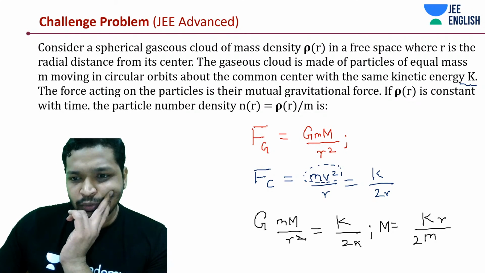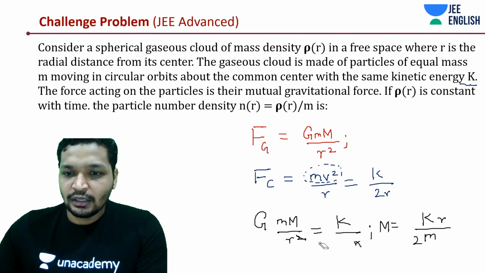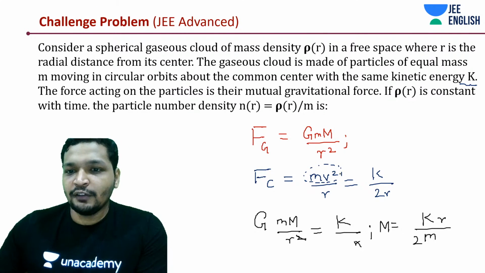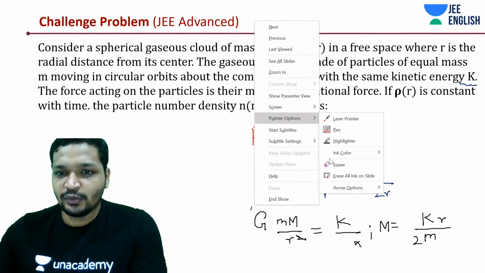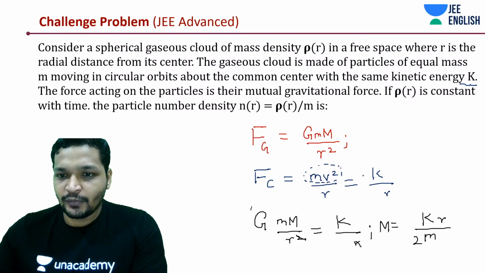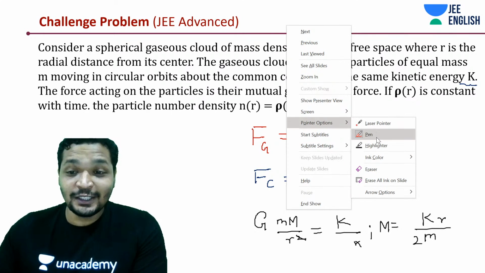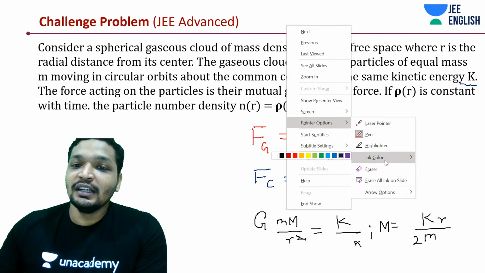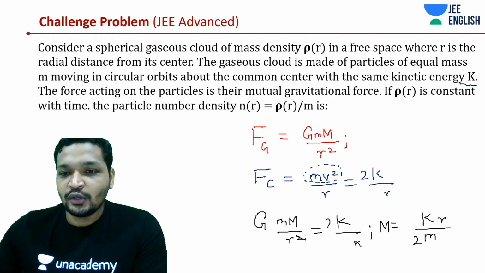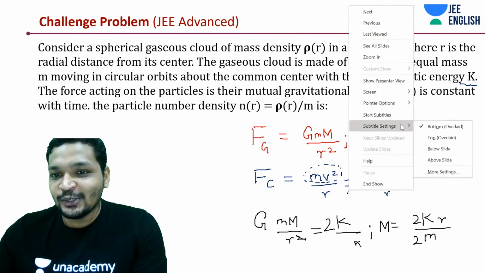Okay, sorry guys, small mistake. This should have been 2k. I'm really sorry. So this is all 2k, this is all 2k, 2k, and 2k. So this should be 2k by r, and this also should be 2k by r. If half mv square is k, then mv square should be 2k. So this is not k by 2, rather it would be 2k by 2.